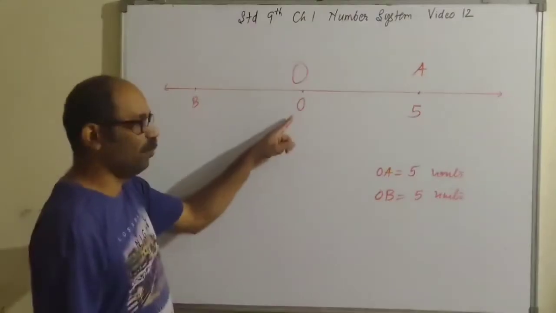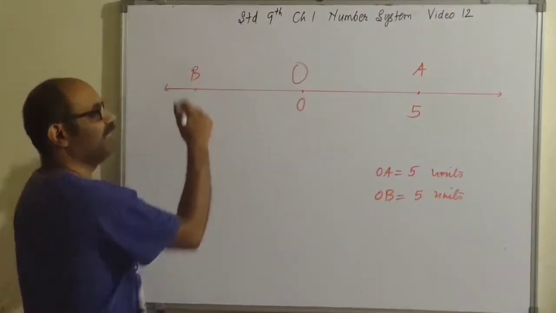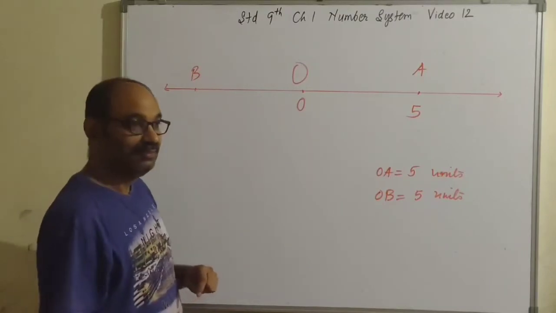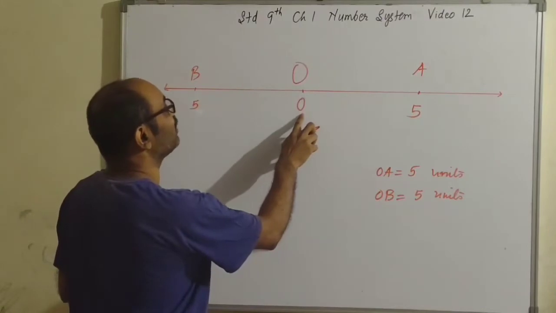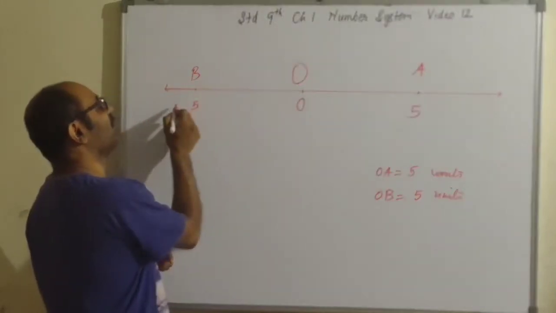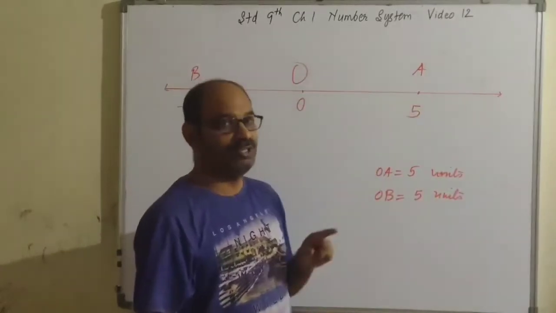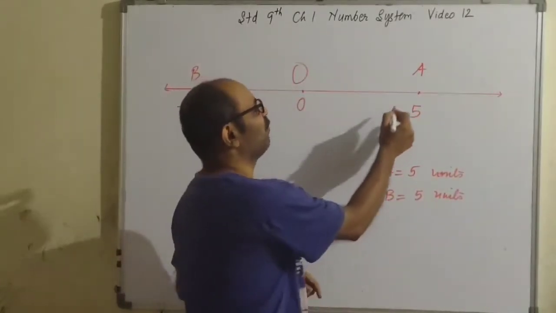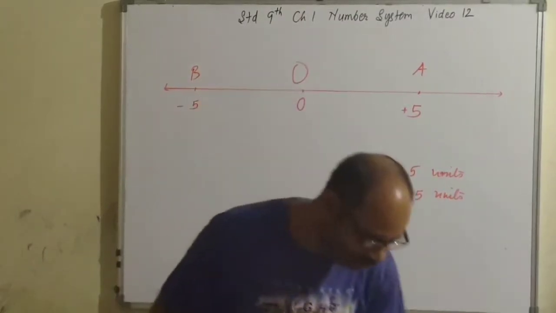Are you getting me? Well, if B is a point at the same distance, OB is also 5 units. Now the real number corresponding to O is 0. So what will be the number corresponding to point B? It also should be 5, but because it is on the left of origin, it will be minus 5. Because A is to the right of origin on the number line, it is plus 5. Plus, no need to write, I am just showing you. Is that clear to you?